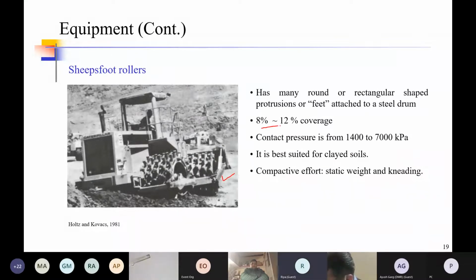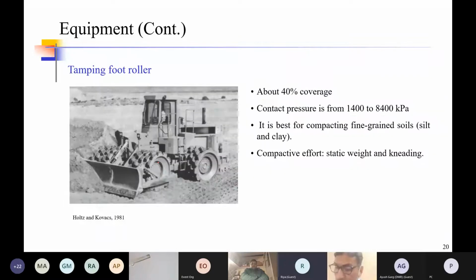It has only 8 to 12% coverage, but the contact pressure is very high because you can see the spikes which create the kneading action. As the surface area is low, the contact pressure is quite high. Tamping foot roller, again, has this kind of pad footing. These protrusions are not as pronounced as on the shift foot roller, but it has protrusions. So again, it creates a kneading action, and it is suited for fine grained soil or a mix of fine grained and coarse grained soil.